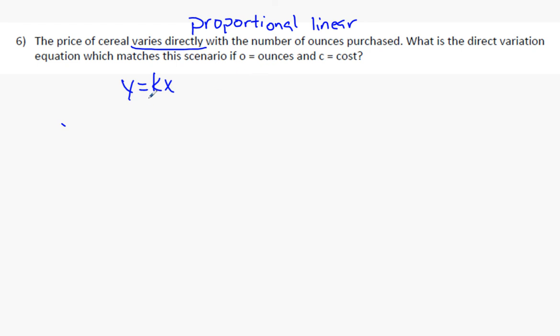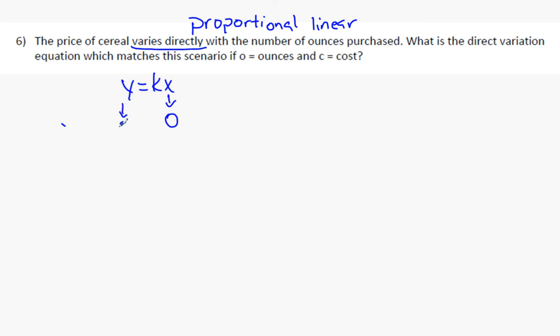So we just need to replace our variables for y and x here. Which of these is independent? What do we get to choose? Do we choose how many ounces we want or the cost? The answer, hopefully somewhat obvious, is number of ounces. That's O for the letter O, which means this is what we choose, and depending on how many ounces we buy, the cost will change.